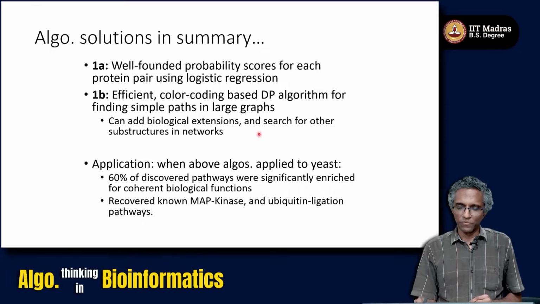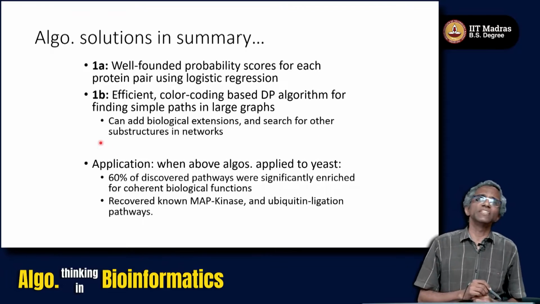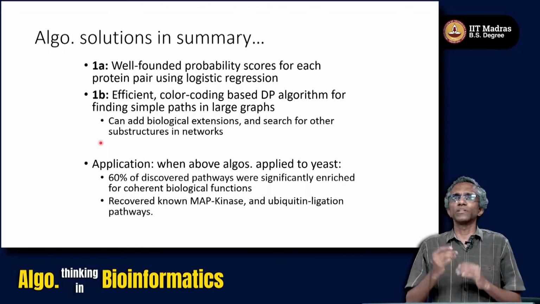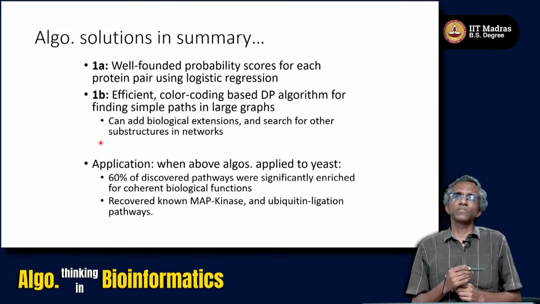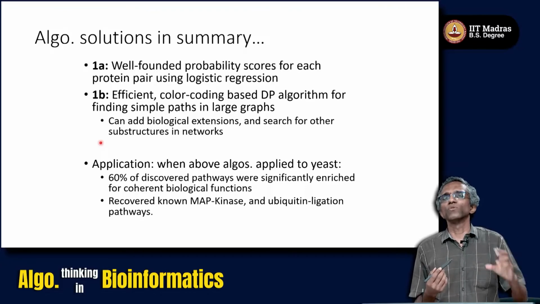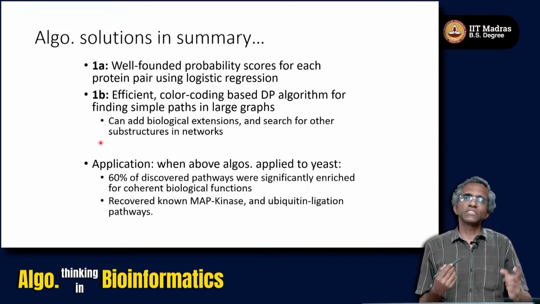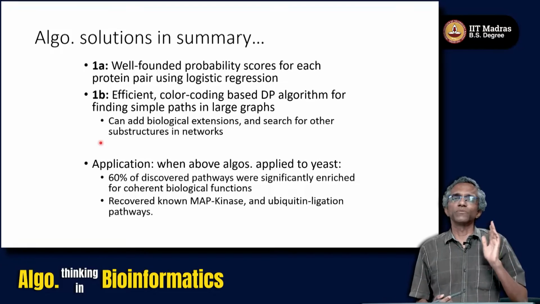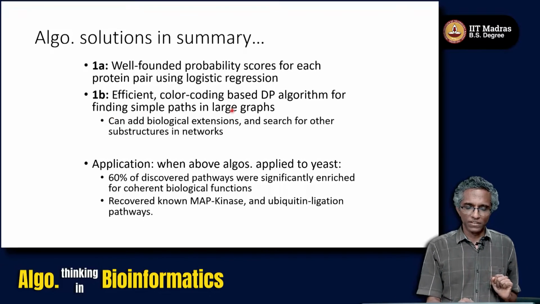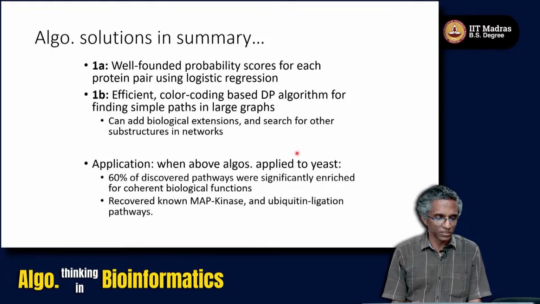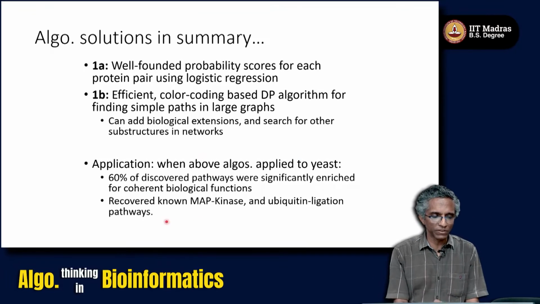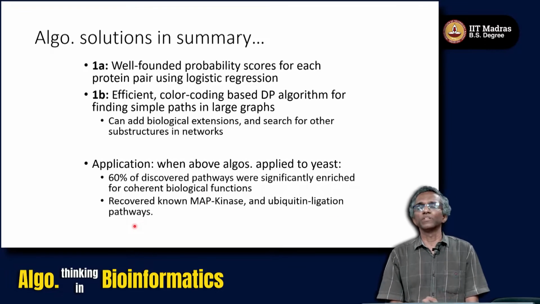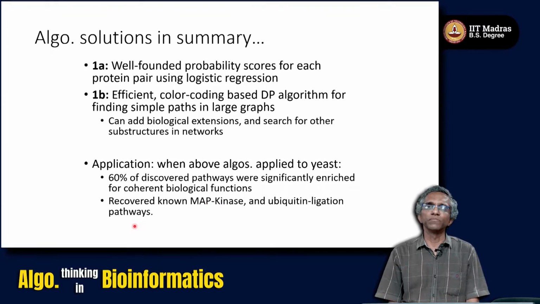One thing that this paper goes into in further detail is that we can add biological extensions. You do not have to look only for linear signaling pathways, you can look for more interesting substructures, and the DP algorithm and the idea of color coding will still work. So, that is a versatile idea that has benefits beyond just looking for linear signaling pathways. It can find more interesting substructures in these networks, and in this particular application the MAP kinase pathways and ubiquitin ligation pathways were also recovered, and we looked at some subset of them in the last few slides.